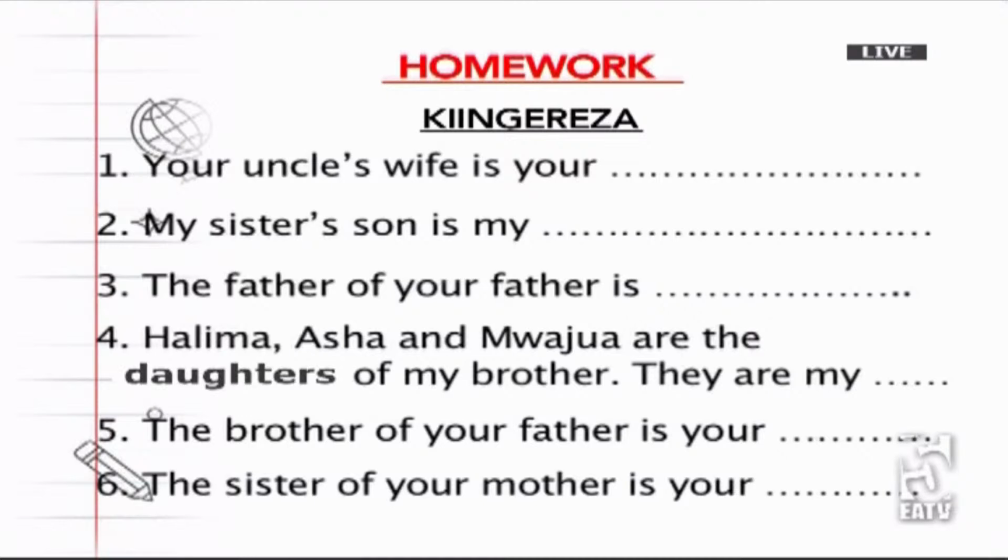Number four, Halima, Asha, Mwajua are the daughters of my brother. They are my. Fill in the blank. Number five, the brother of your father is your. Fill in the blank. Number six, the sister of your mother is your. Fill in the blanks.